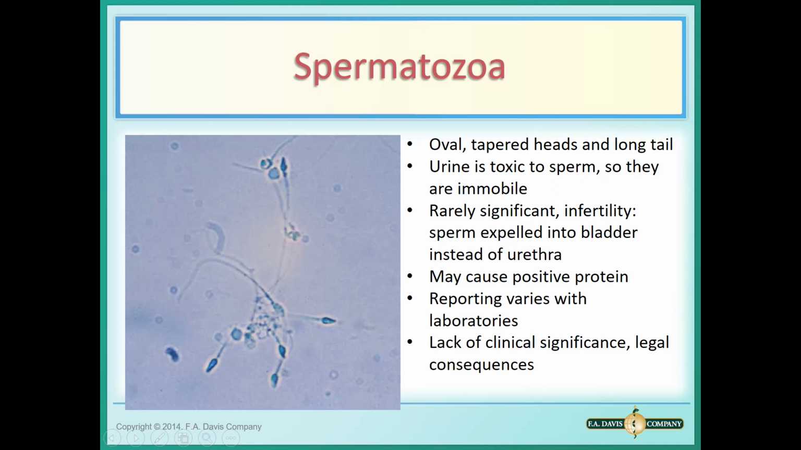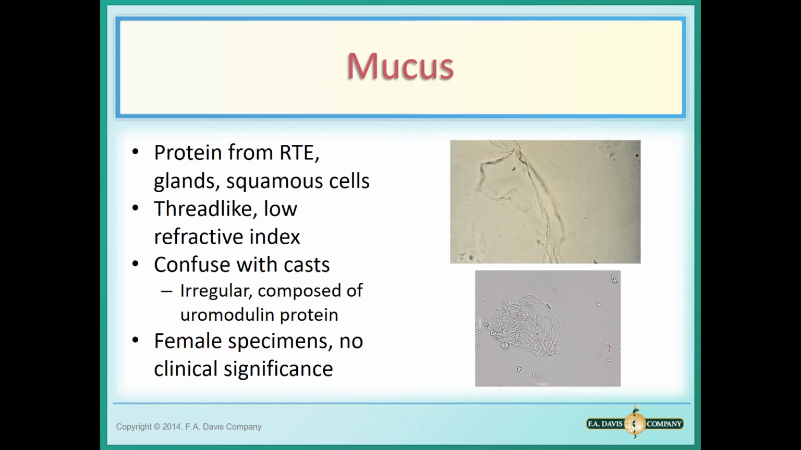But basically, we don't see it a lot because urine is toxic to sperm. So they become immobile, but we see that there's a little head and a tail. Really significant. Sperm just gets expelled into the bladder instead of the urethra. We may see this with a positive protein, and that tends to be the way that we see it.